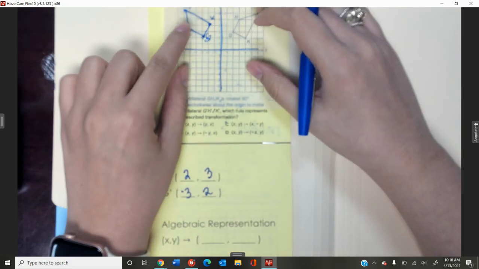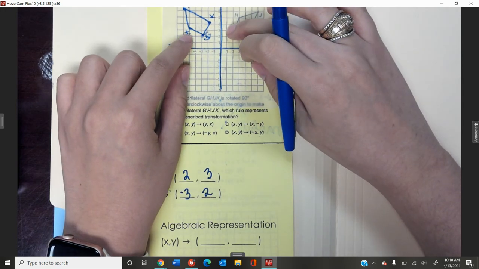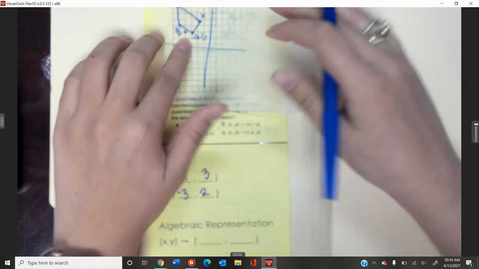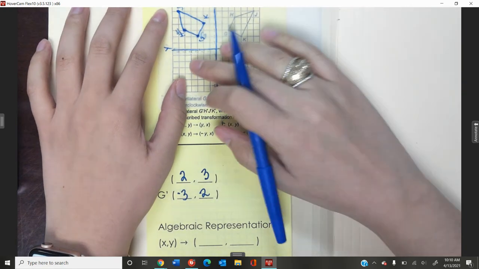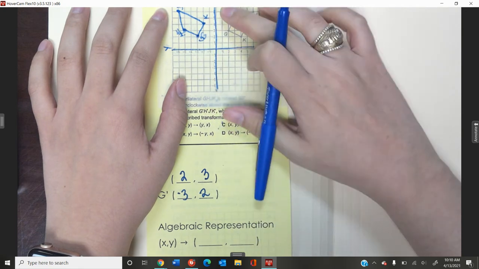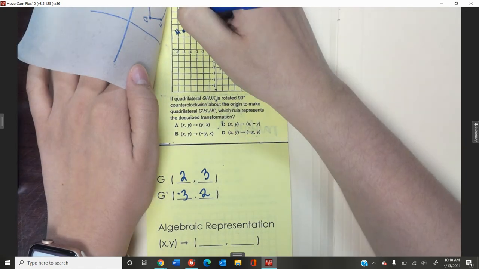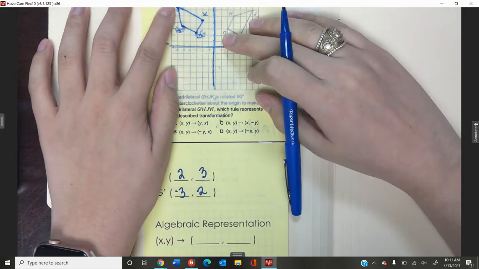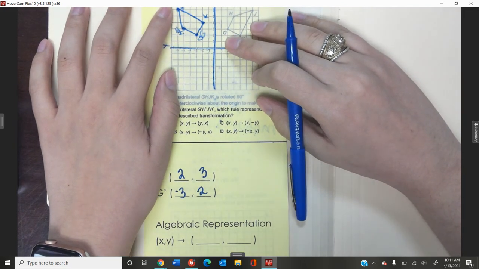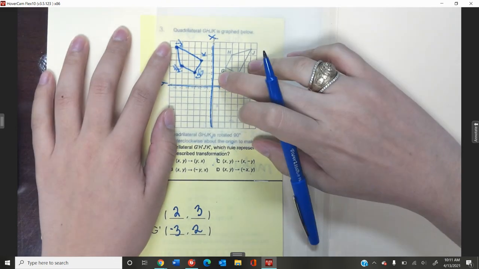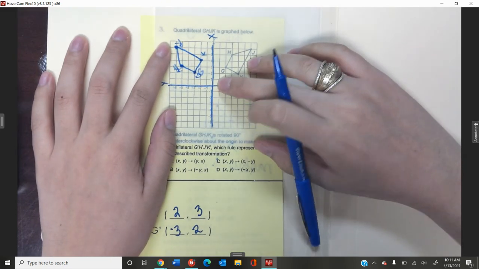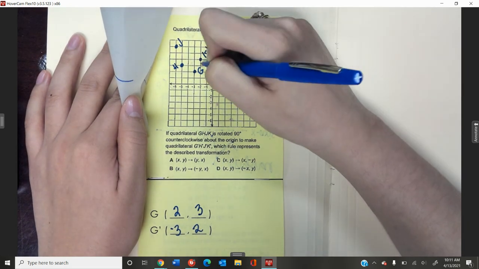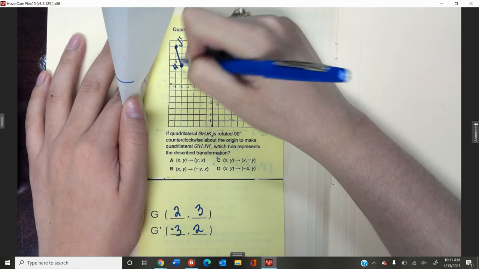Next, we need to graph H, which is at -5, +3. Then we have J, which is at -6, +6. And then lastly, we have K, which is at -2, +4. And these are all my primes. So I'm going to connect the dots down.